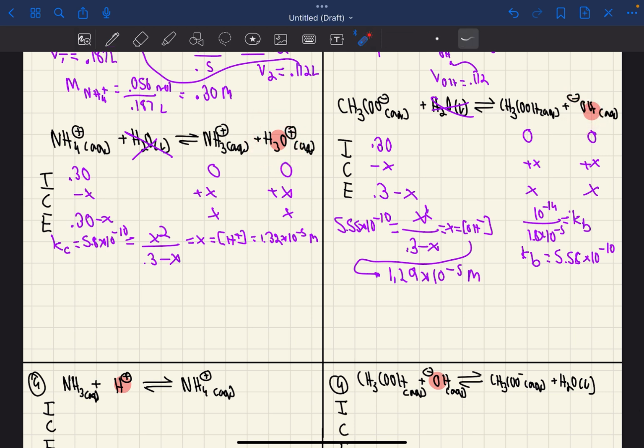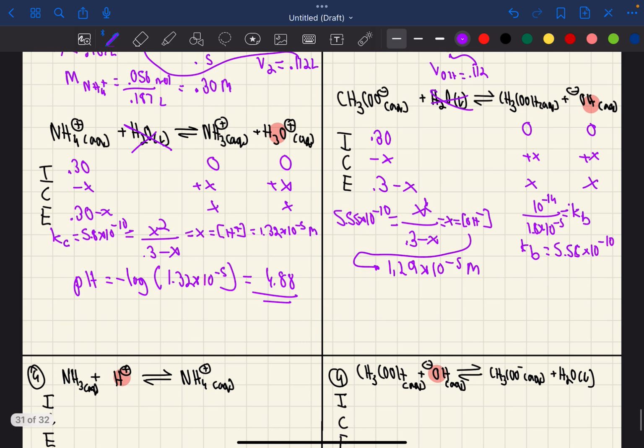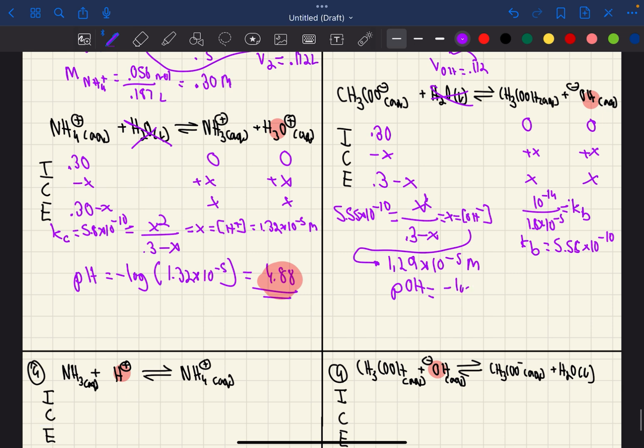So all you have to do is pH. In this case, since you made acid, you can just plug in that number, the negative log of 1.32 times 10 to the negative 5, and that's going to give you a pH of 4.88. Okay, that's your answer. And then here you're going to get pOH, because what you got was your OH concentration, so negative log of 1.29 times 10 to the negative 5. And once you plug that in, you get a pOH of 4.89. But you have to get your pH because that's what the question asks for.